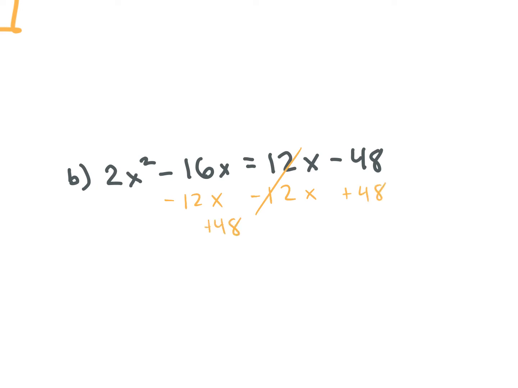Just be careful that you're only combining like terms with each other. So that 2x squared stays the same. I can combine the x's together. So negative 16x minus 12x would be negative 28x. And then plus 48 is equal to, now on the right, I have nothing left, so it'd be equal to 0.